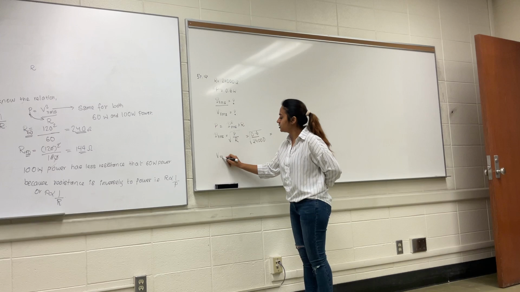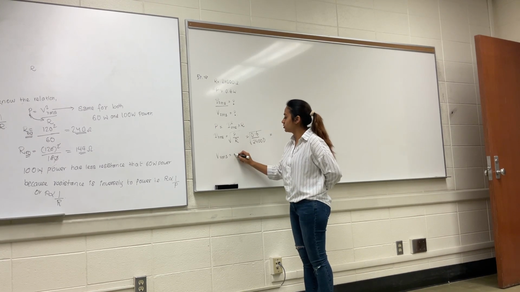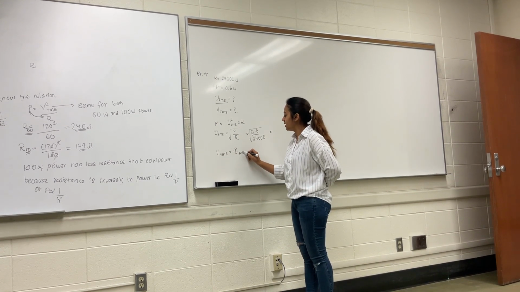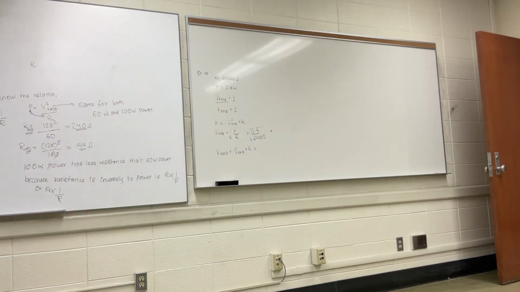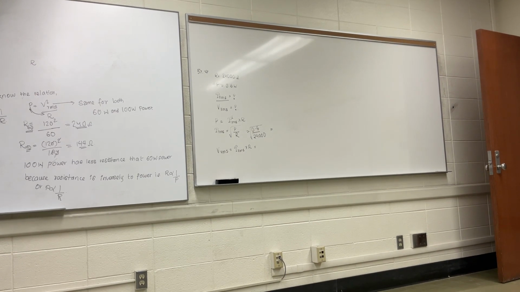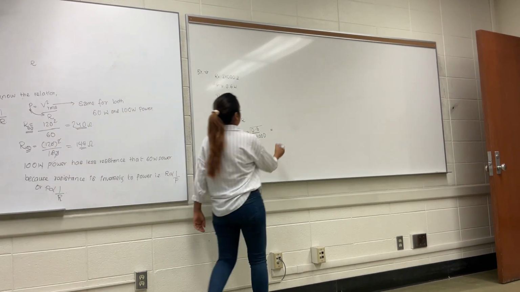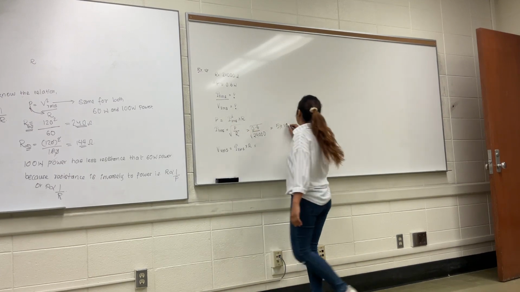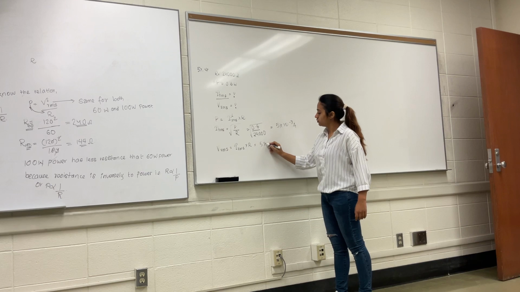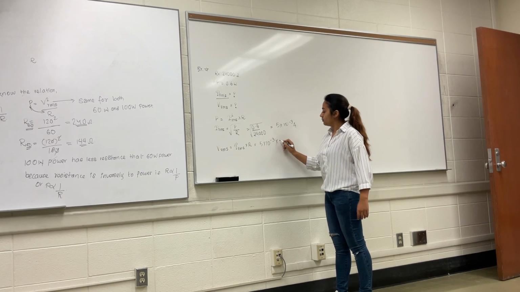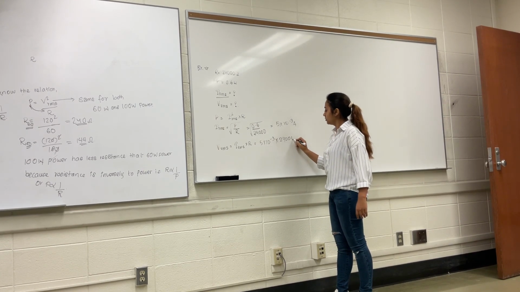For VRMS, just simply use the Ohm's law, that is IRMS times R, which is equals to, what's the value of IRMS? Something like 5 into 10 to the power minus 3. I might be incorrect, you just use your calculator, it's not a big deal. And 5 into 10 to the power minus 3 times resistance 25000.